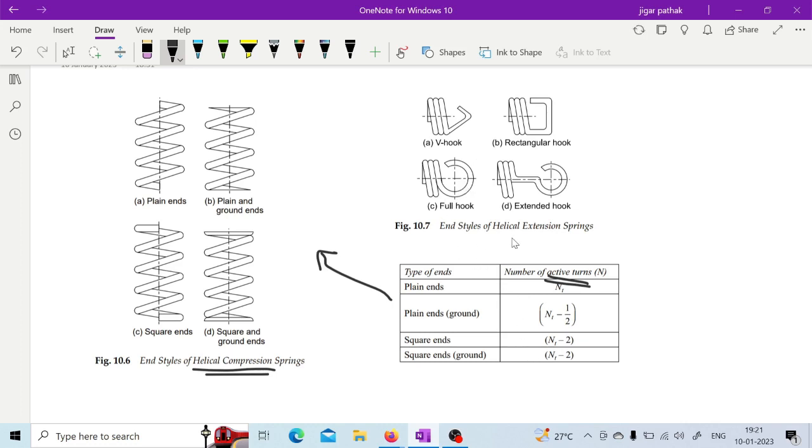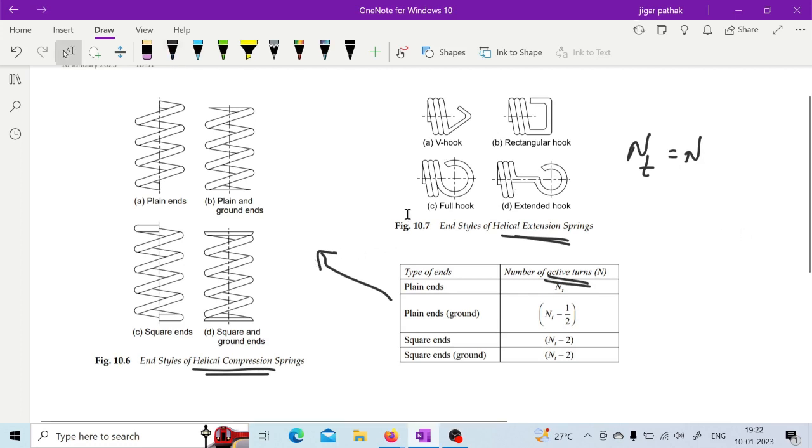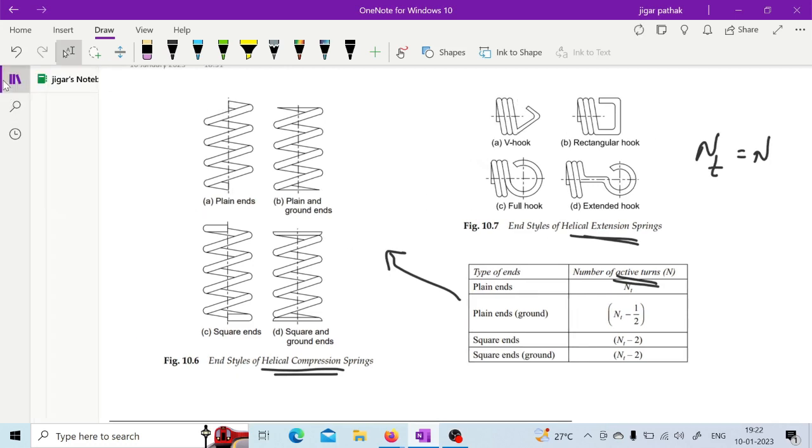And in case of this helical extension spring, your total active turns are the total number of turns only, because in that you do not have those inactive turns as in case of this helical compression spring. And various types of end style for helical extension spring are also mentioned in this particular figure, right? So this is how we have this helical compression spring and helical extension spring ends, right?